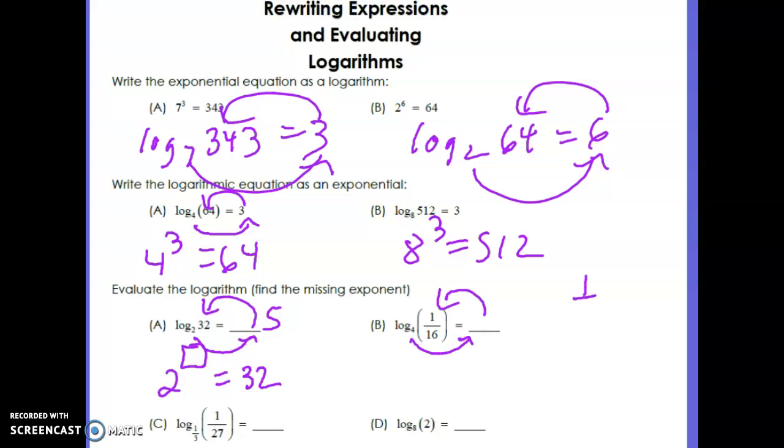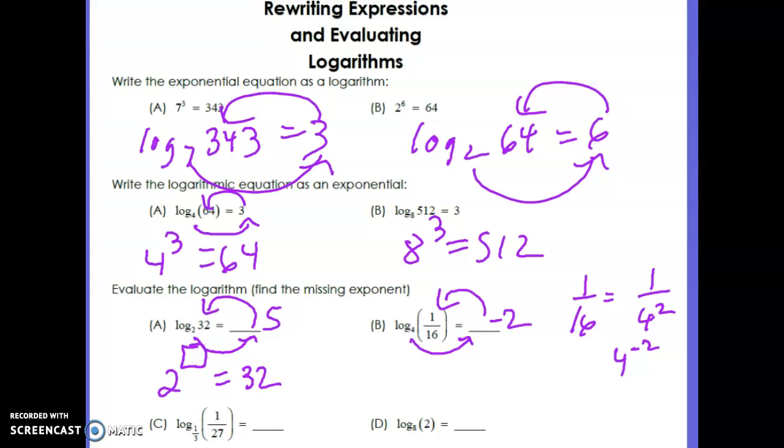So this one is 4 to the what power equals 1 over 16. Well, 1 over 16 is equal to 1 over 4 squared. And that's the same thing as 4 to the -2, if you're dealing with exponents. So 4 to the what power equals 4 to the -2. That's just -2.